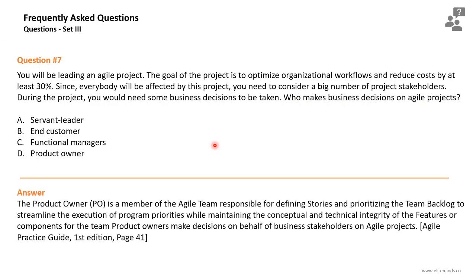Product owner is a member of the agile team responsible for defining stories and prioritizing the team backlog to streamline the execution of program priorities while maintaining the conceptual and technical integrity of the features or components. For the team, product owners make decisions on behalf of business stakeholders on agile projects. Another question about the agile roles.